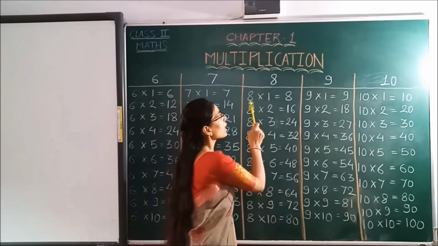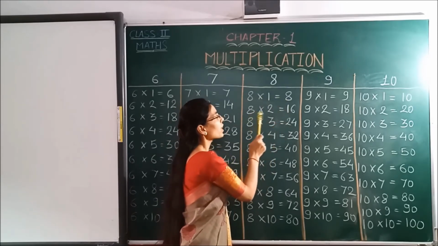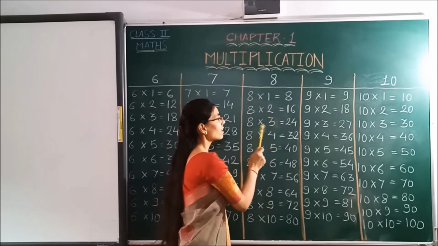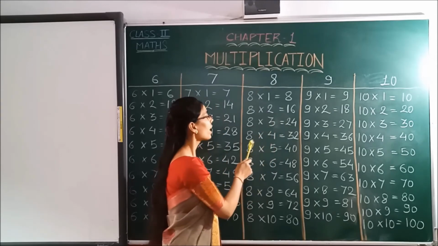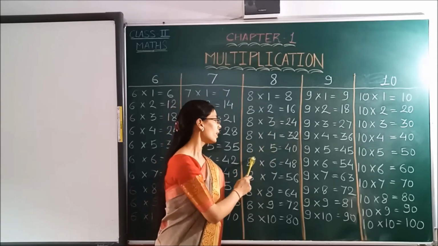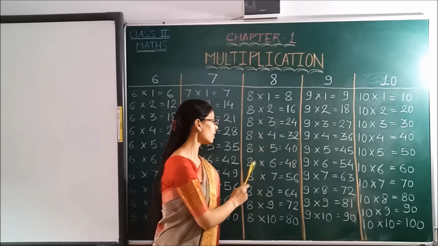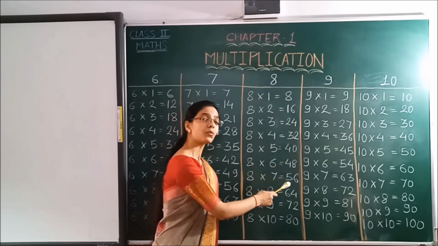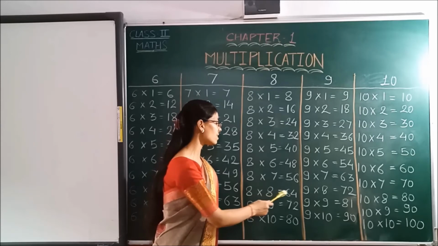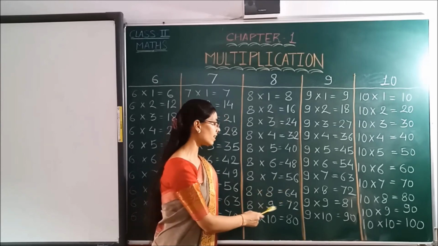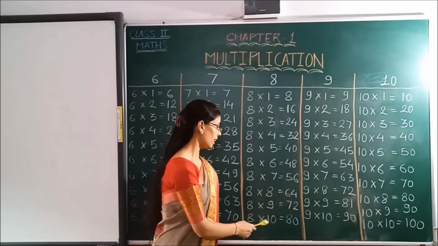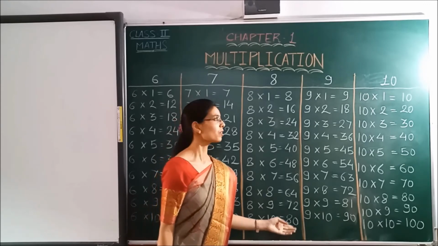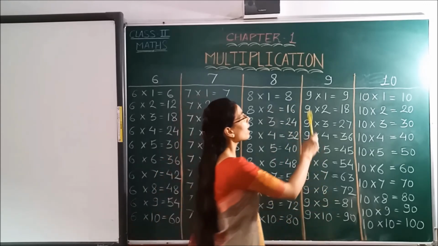Repeat after me. 8 1s are 8. 8 2s are 16. 8 3s are 24. 8 4s are 32. 8 5s are 40, 8 6s are 48, 8 7s are 56, 8 8s are 64, 8 9s are 72, 8 10s are 80. Now table of 9.